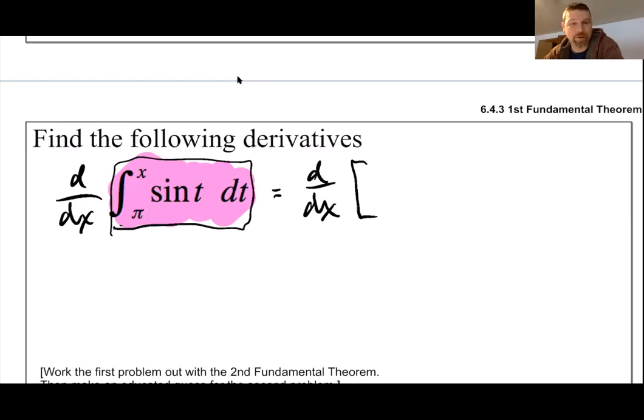All right, how do we do any integral? Find that antiderivative. What's the antiderivative of sine? Negative cosine. So we're going to do a negative cosine, and then we're going to plug the top one in, and we're going to plug the bottom one in, and we're going to subtract. So I'm going to have the negative cosine of plugging the top one in is an x, minus a negative cosine, plug the bottom one in, pi.